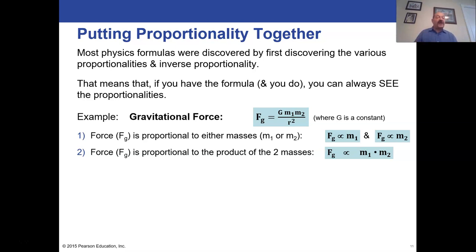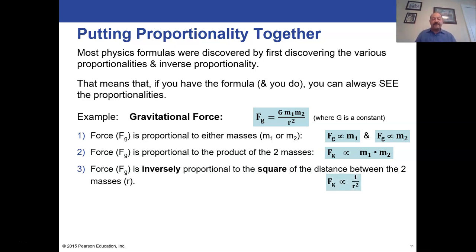So if I doubled both of them, that would be an increase of double for mass 1 and double for mass 2. It would cause the force to go up by fourfold. 2 times 2 is 4. The force is also inversely proportional to the square of that distance between the two bodies that we're interested in. So what does that mean? It means that it's a little more complicated.